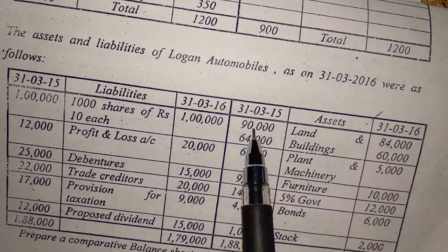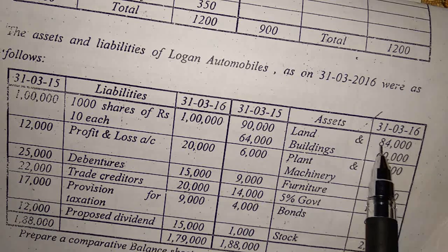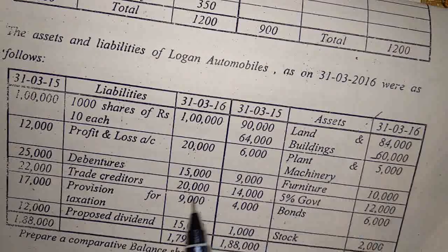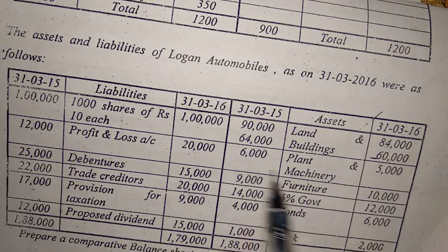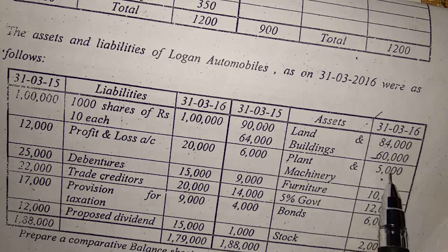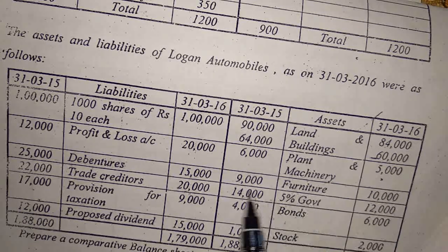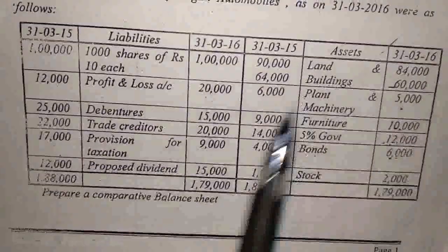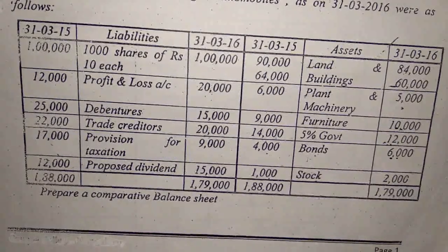And on the asset side, land and buildings: land is 90,000, 84,000, land value reduces to 84,000; buildings 64,000, 60,000, and buildings value also reduces to 60,000. Plant and machinery 6,000 and 5,000, plant and machinery value reduces to 5,000. Furniture 9,000 and 10,000, furniture value increases. 5% government bonds 6,000 and 4,000, bonds value reduces. Stock 1,000 and 2,000, stock value increases. So prepare a comparative balance sheet.